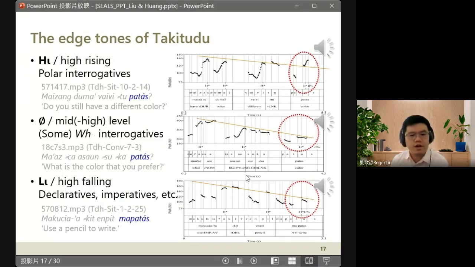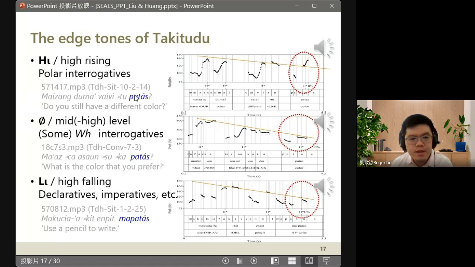And the edge tone of Takitudu can be characterized like this: we have a high rising pitch contour for polar interrogatives, mid-high level or lower high levels for at least some interrogatives, and for declaratives and imperatives, etc., it has a high falling pitch. I just demonstrate with this word.